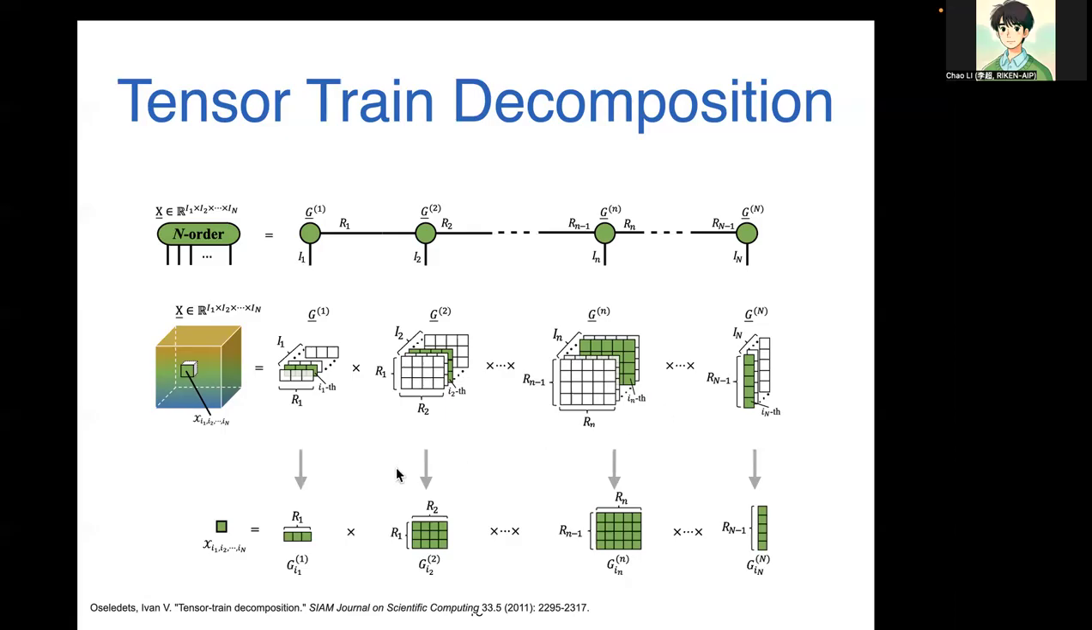Because of the form of the multiple matrix multiplication, in physics, the tensor train is also called matrix product state. This is why tensor train is so efficient, because you replaced one huge object with a sequence of small, manageable pieces, while still being able to reconstruct the original tensor.